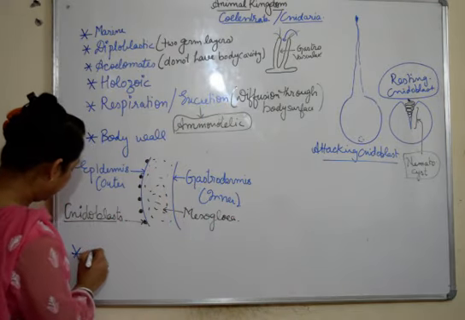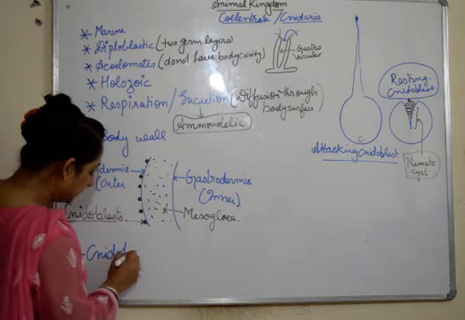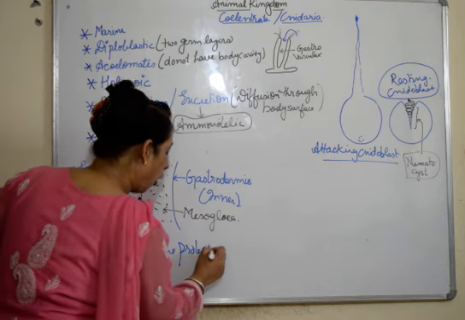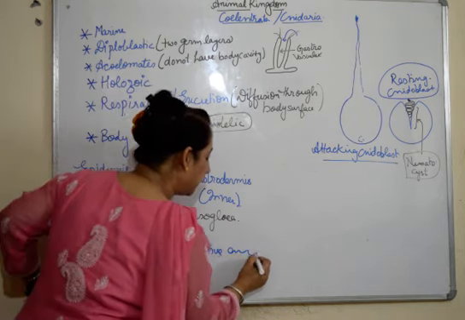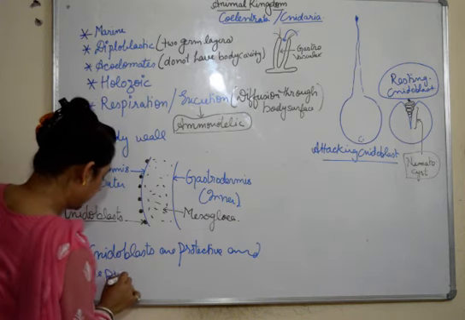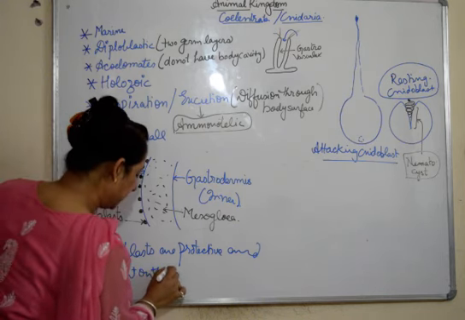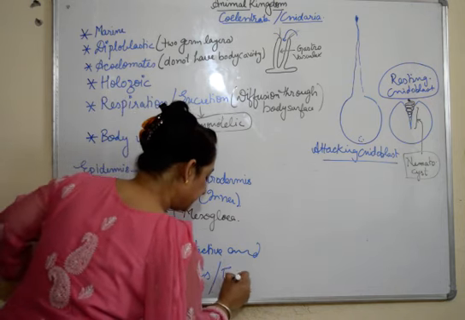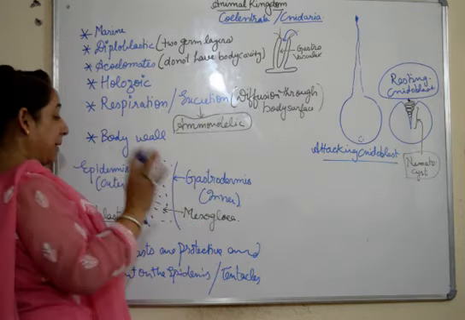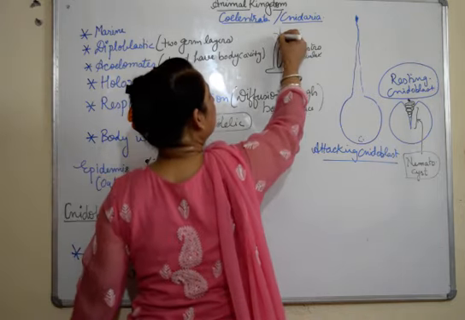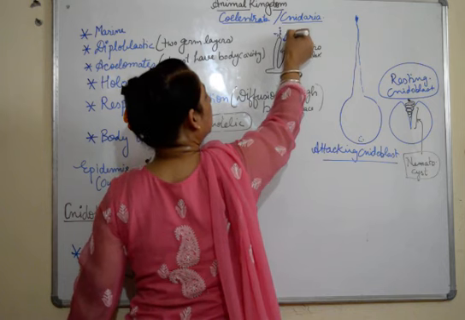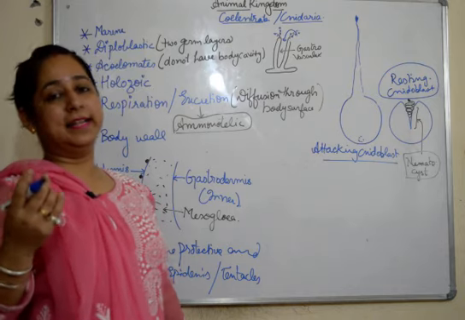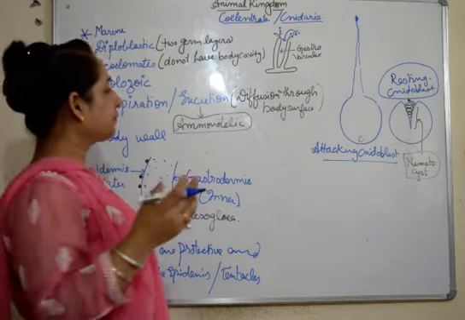I'll write it here. Nidoblasts are protective, or they help in protection, and are present on the epidermis and tentacles. Fine. They are present in the epidermis also, and when we have seen the tentacles, on these tentacles also these nidoblasts are present, and they are protective in nature. It's an attacking structure which is found here.